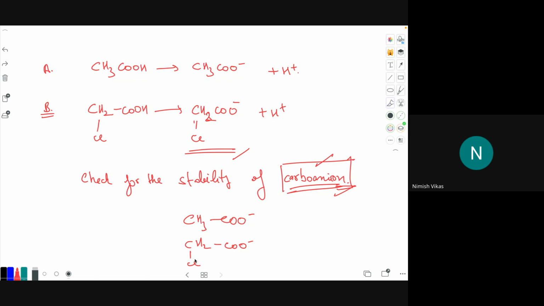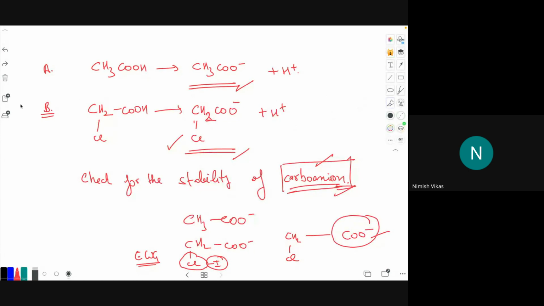So the Cl which is over here is an electron withdrawing group. It is highly electronegative, so it shows minus I effect. When someone pulls the electron density from COO negative, which is rich, rich wants to become poor, so this COO negative will be neutralized. So this will be more acidic as compared to this.